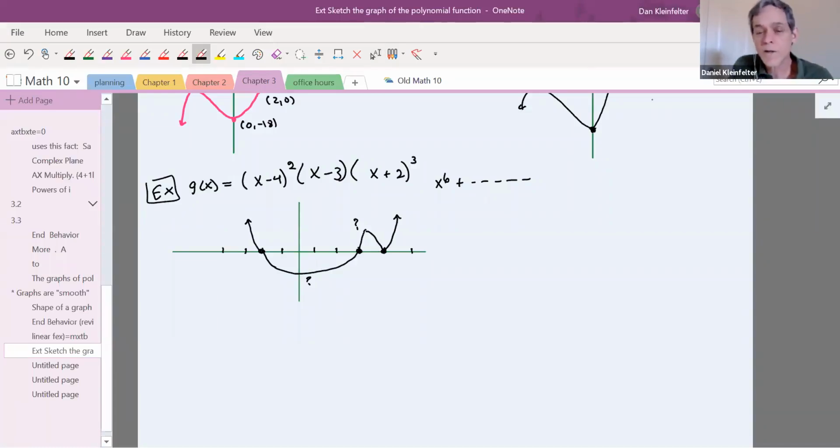All right, so we focused in this last couple of examples on how to produce the graph of a polynomial given its factored form. In the next video, we'll look at how to create a polynomial given certain requirements.